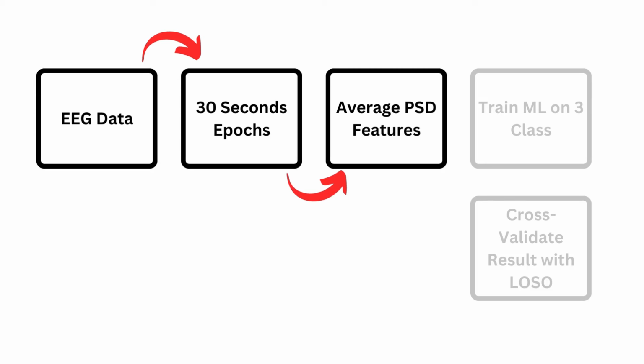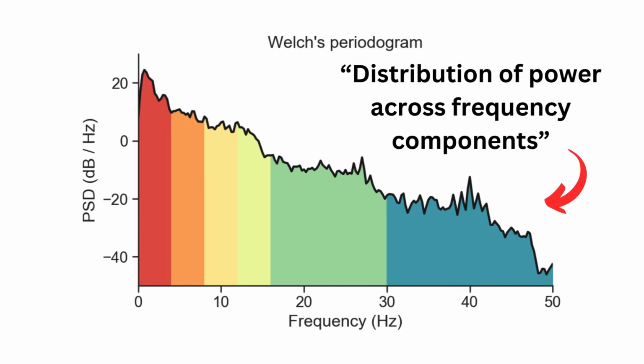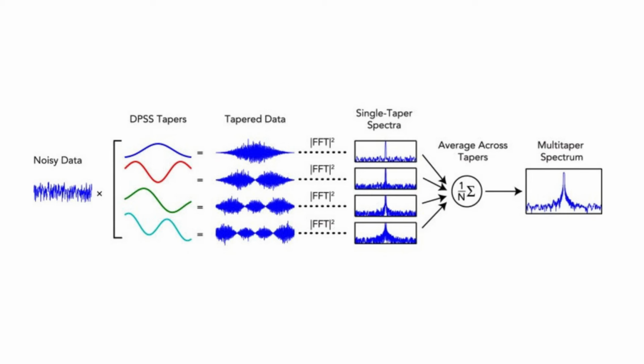Then we'll calculate our main feature over each 30-second epoch, which is called the power spectral density. The PSD, power spectral density, is defined as the distribution of power across frequency components, and we'll average the information across the 5 bands specified previously. The specific method to calculate the power spectral density is the multi-taper method, which is pretty robust against noise.